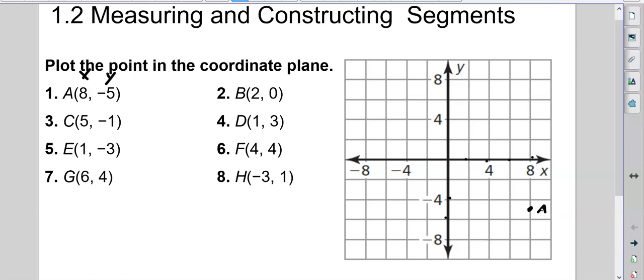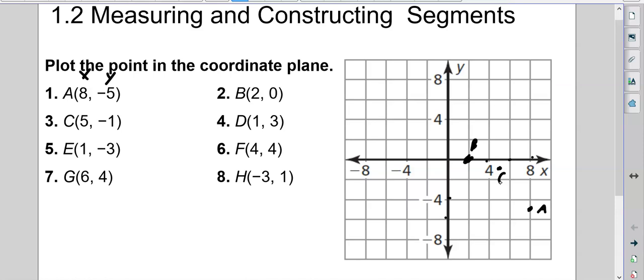Number 2, (2, 0). So remember, we're counting by twos. So that's going to be right here. Put a dot. B. C, (5, -1). So again, this is 4, this is 6. So 5 is going to be in between. And -1 is going to be in between. So it's going to be kind of in the middle of this box right here. And we just put a C.